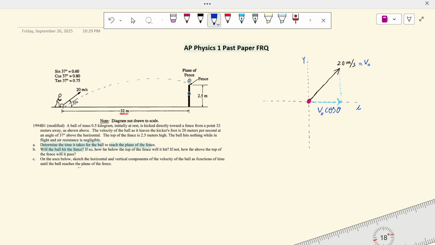And what will be the y component? If I repeat the same process, I drop a perpendicular line on the y-axis. Now you can see that this is our y component of initial velocity, which is v0 sine theta. So now we have to put in the values.